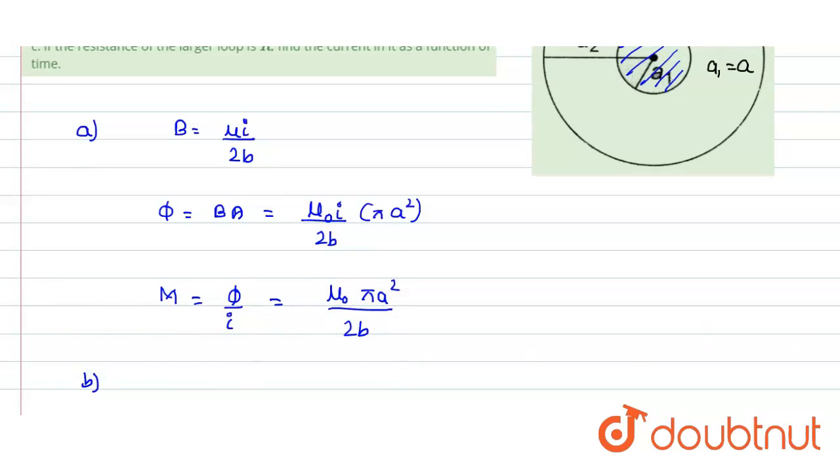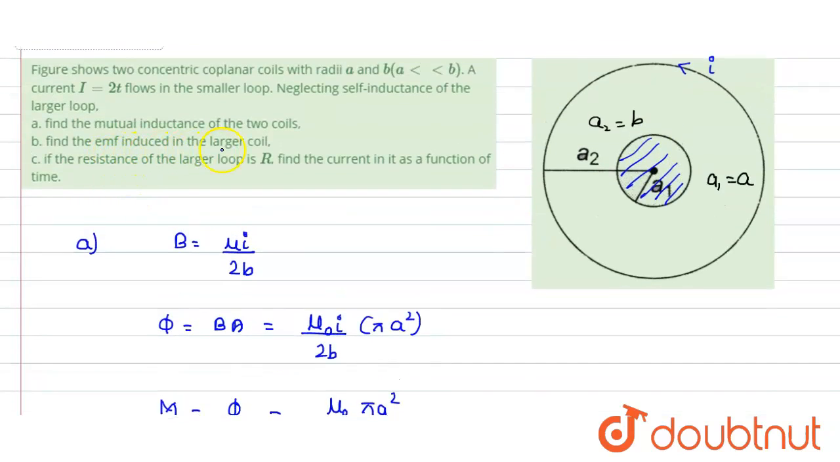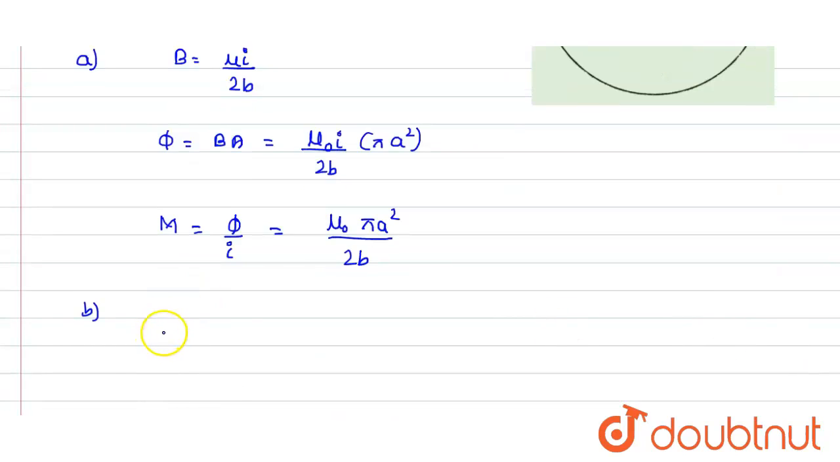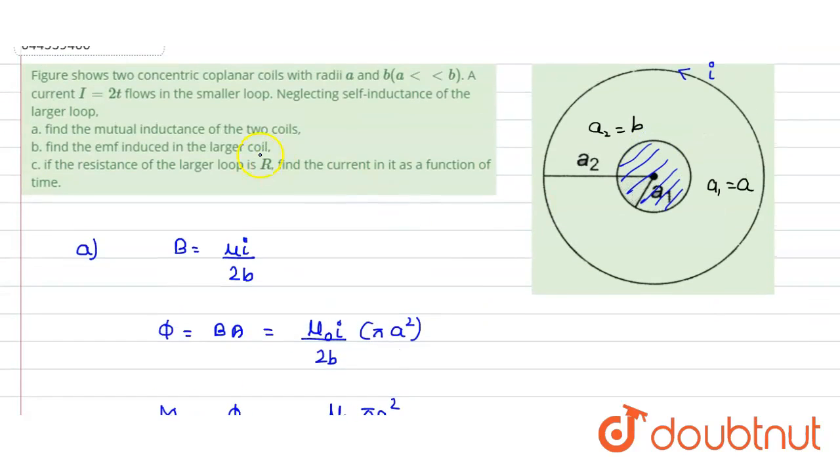Now in the second part, what do we need to find? We need to find the EMF induced in the larger coil. So EMF would be equal to d phi divided by dt. Basically, EMF is written as d phi over dt. Now, in this expression, we put the value of the current, because we need to find the EMF induced in the larger coil.